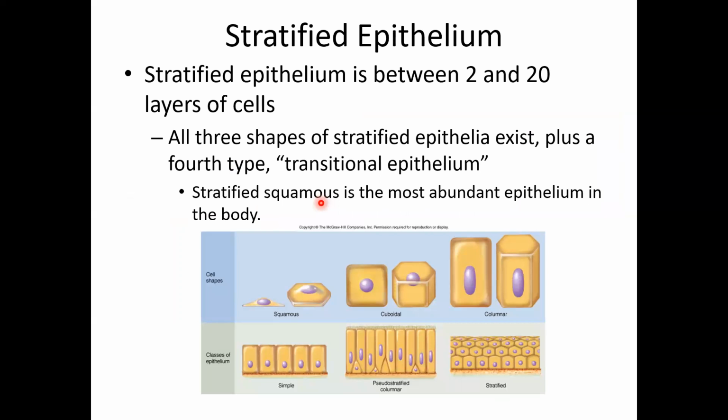Now, stratified epithelium, we have a different goal. Between 2 and 20 layers of cells, still we get all three shapes and something else called transitional epithelium. But for the most part, stratified epithelium is not there for absorption or secretion. Stratified epithelium is there for protection. We have multiple layers of cells to protect something. Stratified squamous epithelium is the most abundant epithelial tissue in your body.